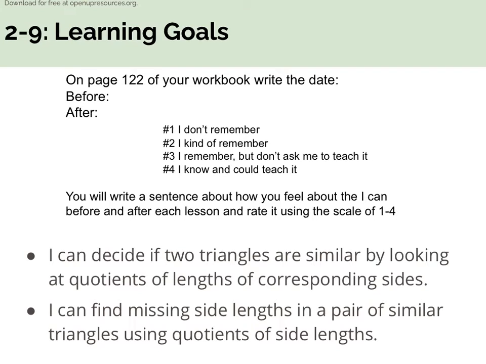Go ahead and write a sentence about how you feel about it, and give yourself a number. Number 1, I don't really understand. 2, I kind of got it. 3, I did get it. But then 4, I can go ahead and teach it to my friend. Write a sentence and give yourself a number.